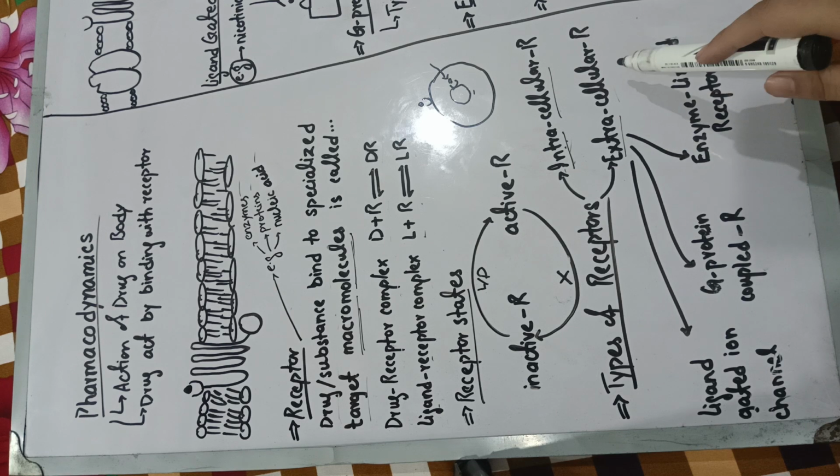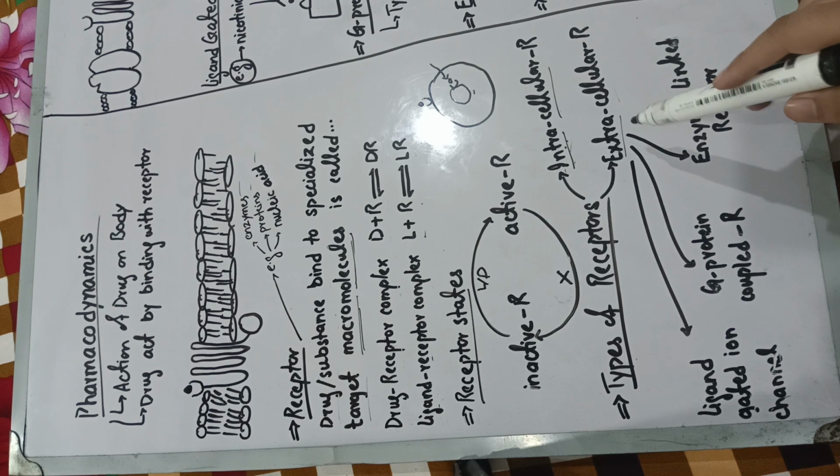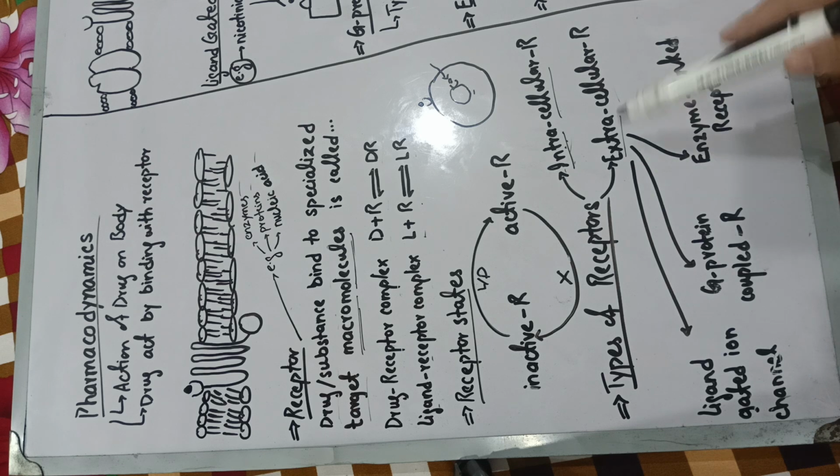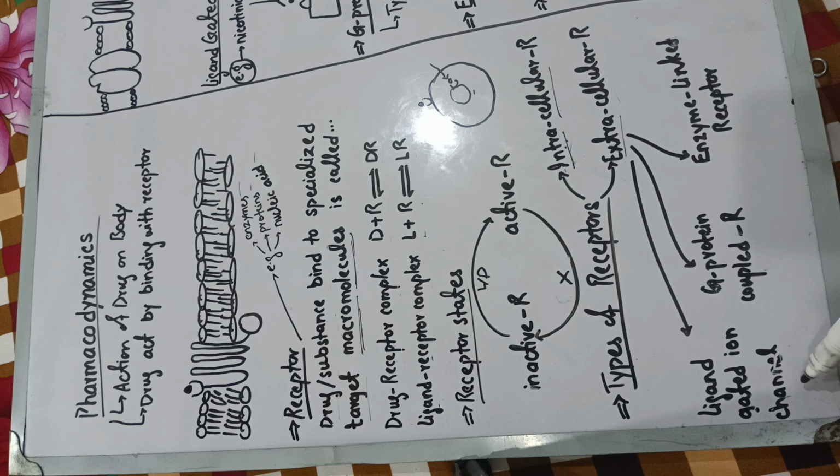Now, the extracellular receptors are further subdivided into three types. Here are the three types. The first type is the ligand gated ion channels. These are the types of a channel. The others are the G protein coupled receptors, and the last is the enzyme linked receptors. Now we are going to discuss the details of all of these receptors, and we will discuss the mechanism of their actions.